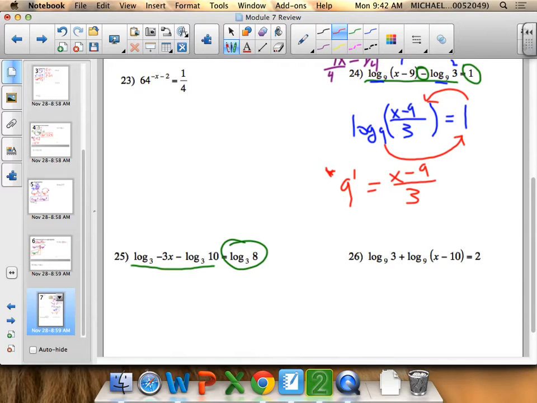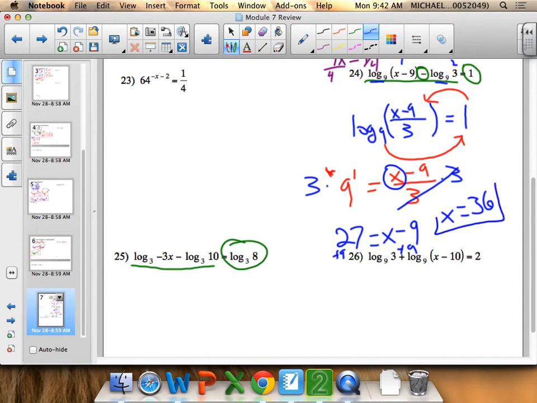And then in order to get x by itself, I have to multiply both sides by 3 to get rid of the denominator. 9 to the 1 is 9. 9 times 3 is 27 equals x minus 9, because those 3s go away. And one last step, plus 9, plus 9. So x equals 36. And I'm done.